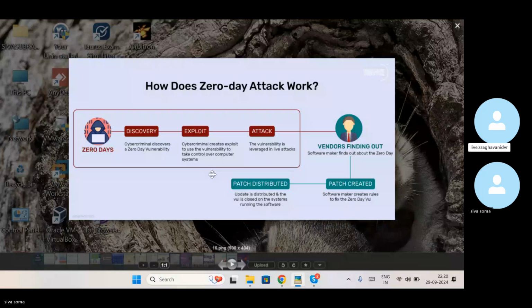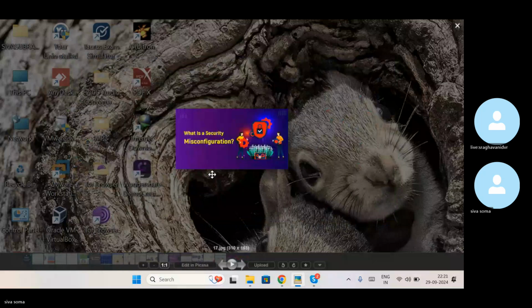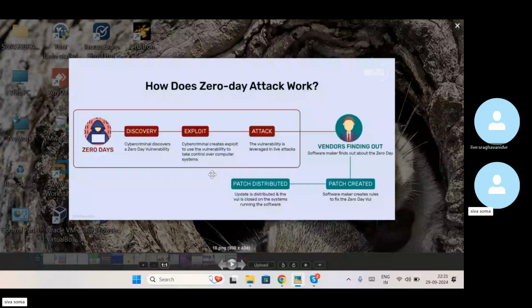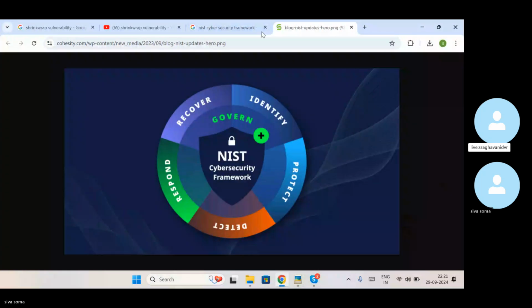We are finding the vulnerability, right? And we are using that. Exploit means using the vulnerability. You can find vulnerabilities, and the company will also publish the vulnerability. I will give you some examples for it.